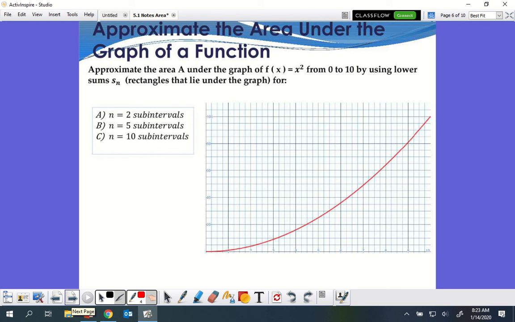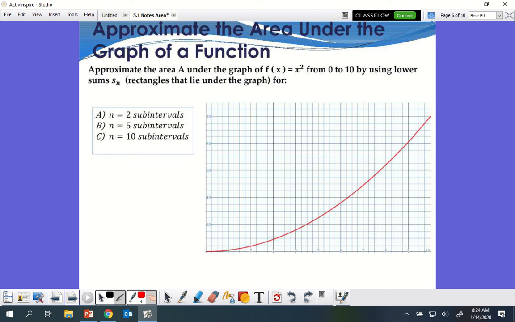All right, here's x squared from 0 to 10. 2 subintervals, 5 subintervals, 10 subintervals. Now, doing that many, it's kind of pointless. It's defeating. Now, this says by using lower sums. Lower sums, in this case right here, it is rectangles that lie under the graph.